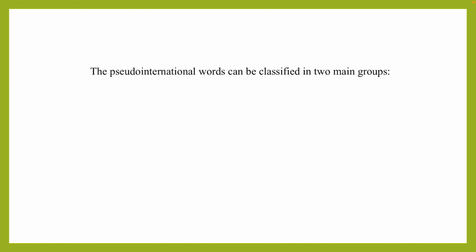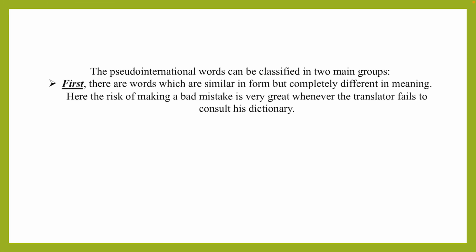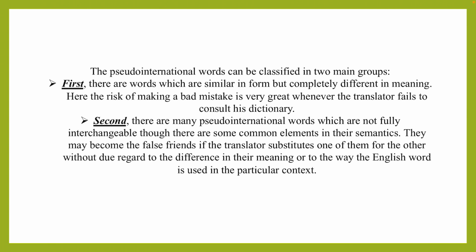The pseudo-international words can be classified in two main groups. The first, there are words which are similar in form but completely different in meaning. Here the risk of making a bad mistake is very great whenever the translator fails to consult his dictionary. And the second, there are many pseudo-international words which are not fully interchangeable, so there are some common elements in their semantics. They may become false friends if the translator substitutes one of them for the other without due regard to the difference in their meaning or to the way the English word is used in the particular context.